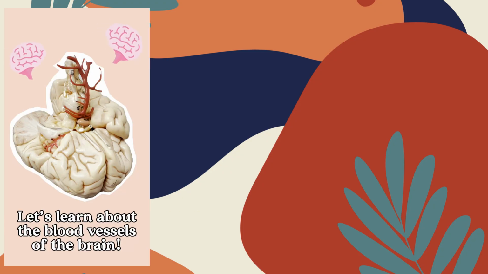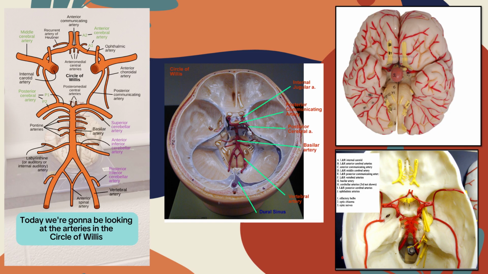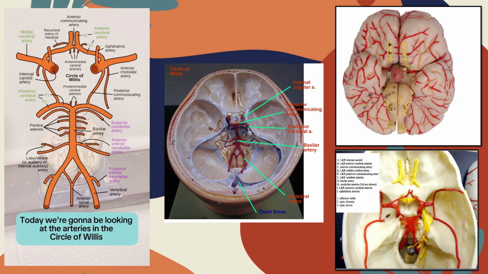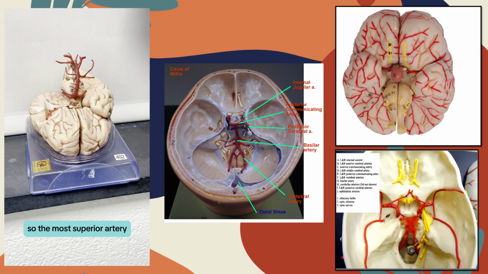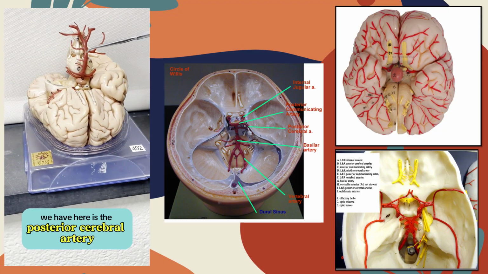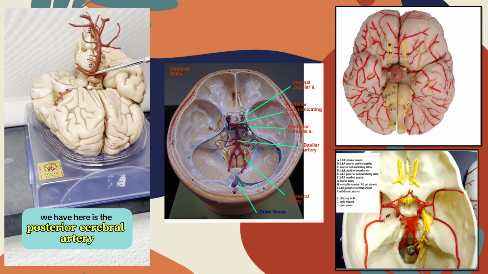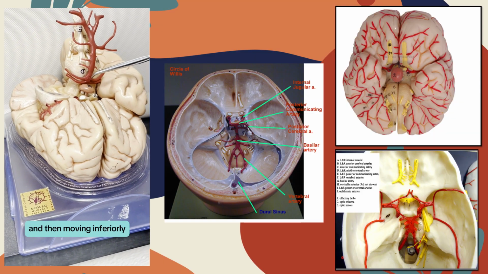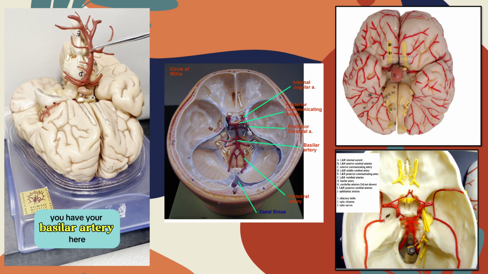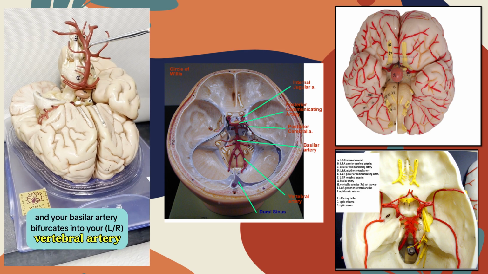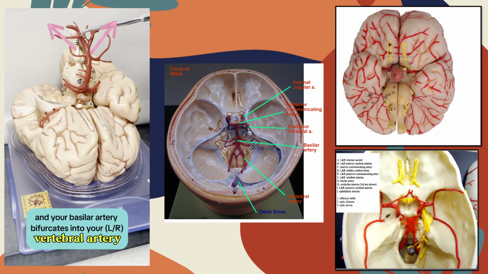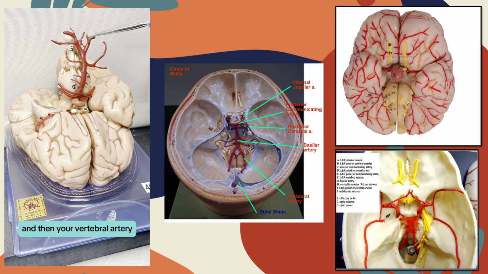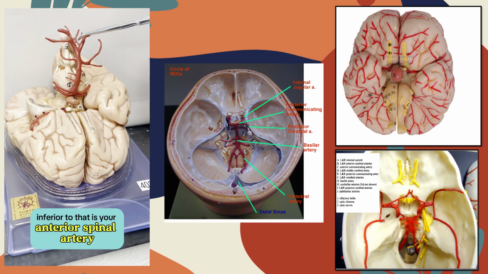Let's learn about the blood vessels of the brain. Today, we're going to be looking at the arteries in the circle of Willis in the brain. So the most superior artery we have here is the posterior cerebral artery. And then moving inferiorly, you have your basilar artery here. And your basilar artery bifurcates into your vertebral artery. And then your vertebral artery inferior to that is your anterior spinal artery.